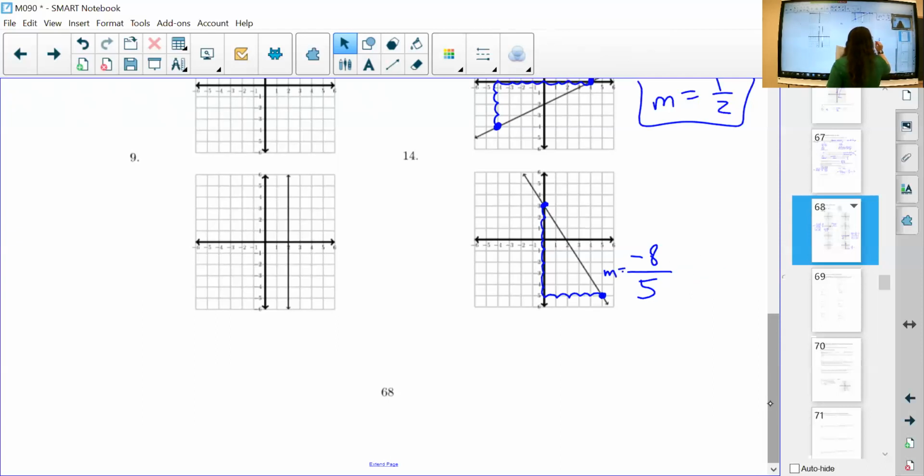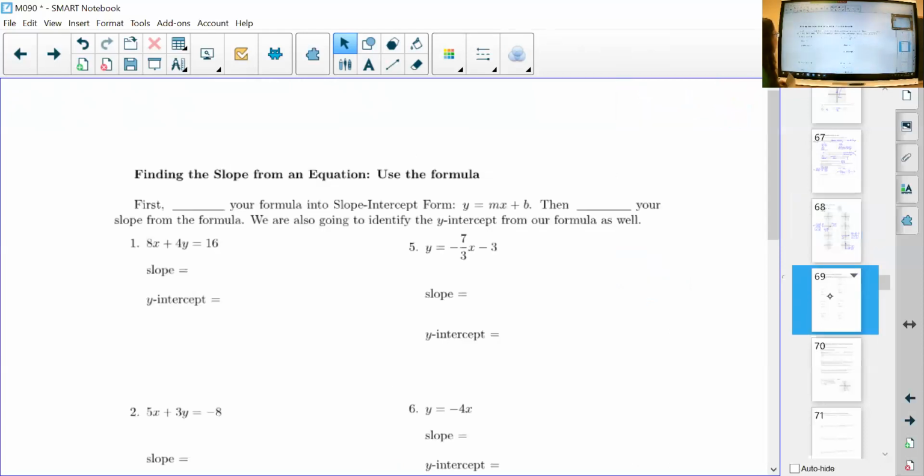Written that way. Okay. And m is negative 8/5. Again, it's improper. I don't care. It's the slope. Or we can find the slope from an equation. Sometimes it's actually basically handed to us, which is nice.